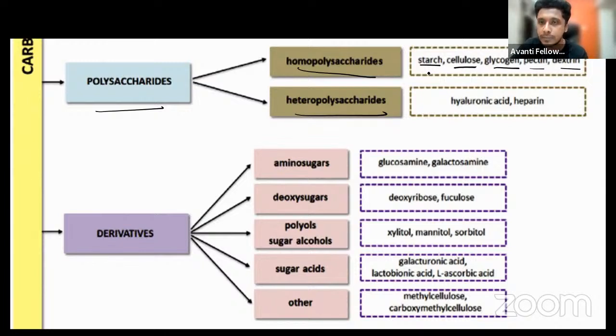For example, with respect to starch, cellulose, and glycogen, they're all made up of glucose, right? So they're made up of one sugar which is repeating n number of times. So this is about glucose. When it comes to heteropolysaccharides, hyaluronic acid and heparin, they are made up of several different types of sugar units. So, all right.